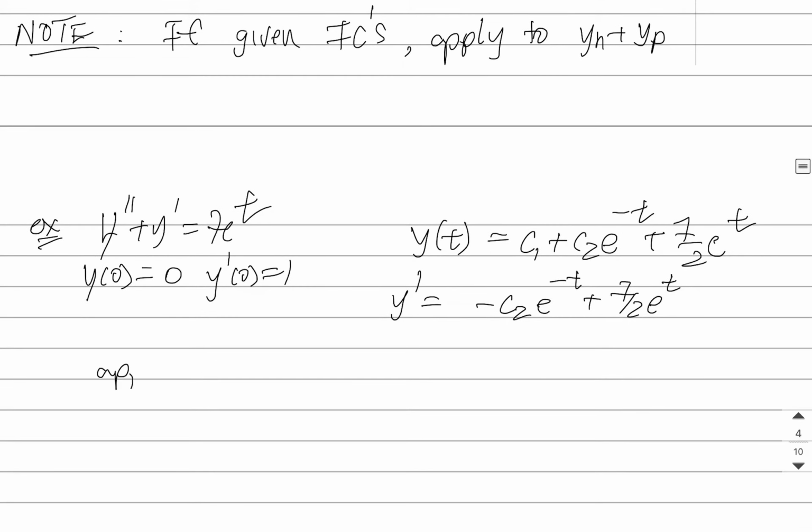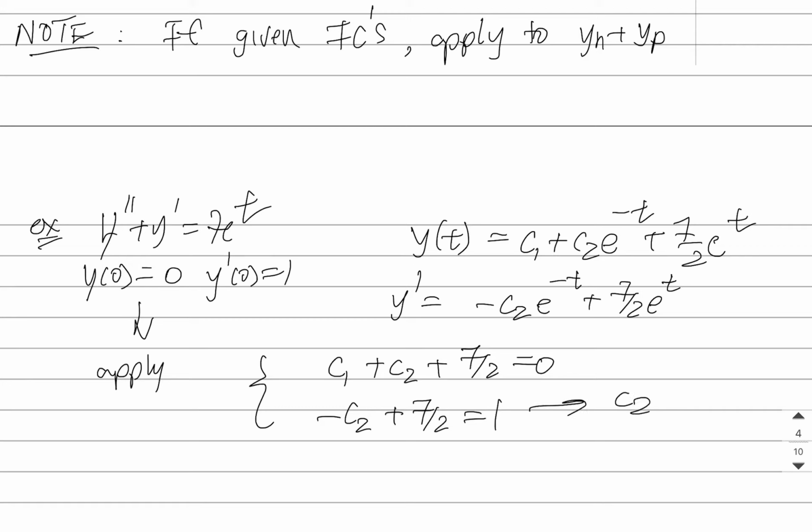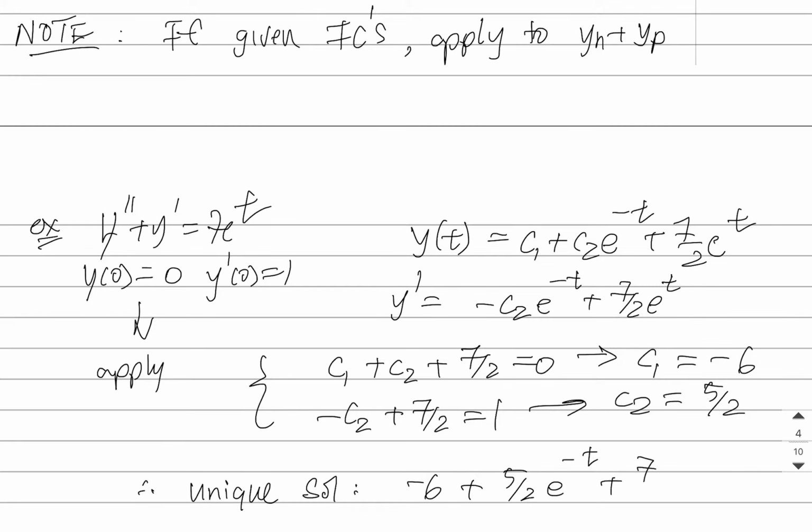If I apply the initial conditions, I'll get c1 plus c2 plus 7 halves is 0, and I'll get that negative c2 plus 7 halves has to be 1. So c2 is going to be 7 over 2 minus 1, which is 5 over 2. And then if I reorganize this for c1, I'll end up getting that c1 is negative 6. The unique solution to the initial value problem would then be negative 6 plus 5 halves e to the minus t plus 7 halves e to the t.